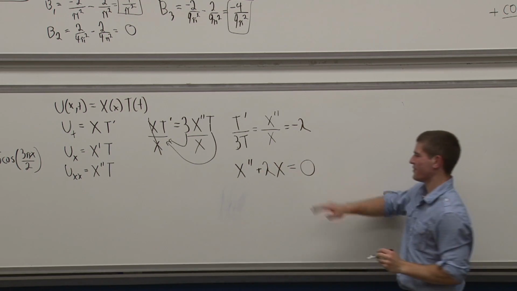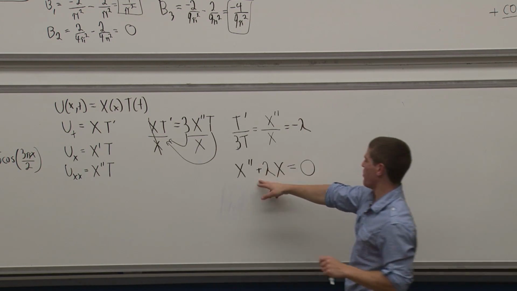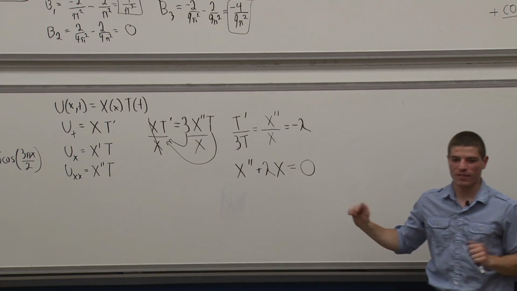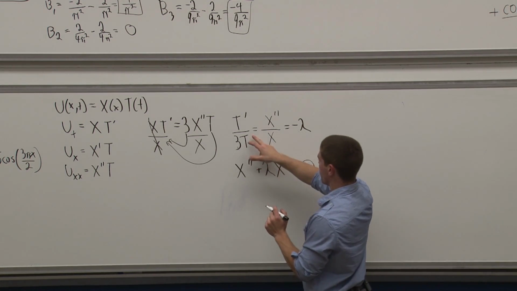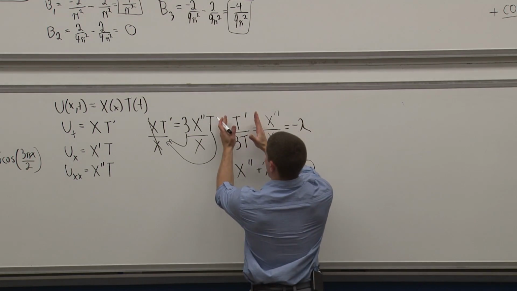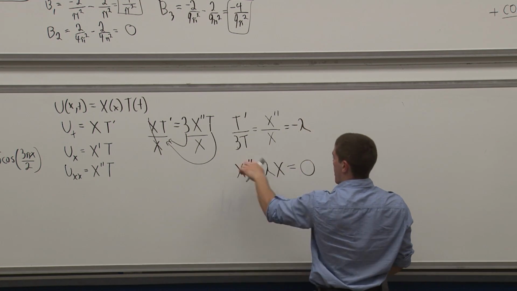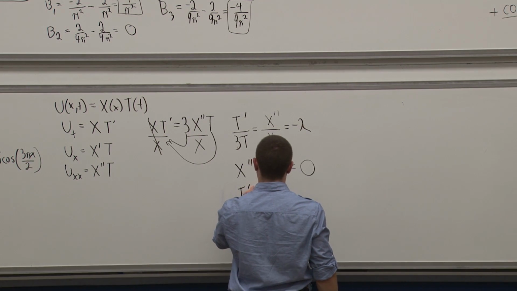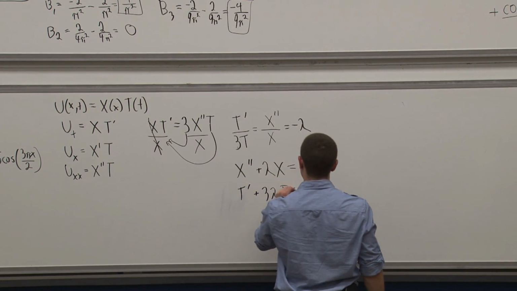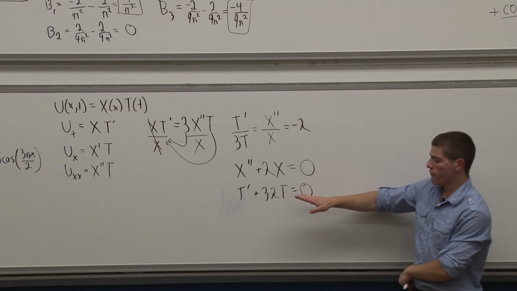All right, let's focus on the DiffQ. We got this. We got x double prime plus lambda x equals 0. Everyone makes sense, everybody? Good? All right, cool. So now we're going to do the same thing with the t prime over 3t equals negative lambda. Move this 3t over here, add everything over. T prime plus 3 lambda t equals 0. All right, good. So we have a second order and a first order.